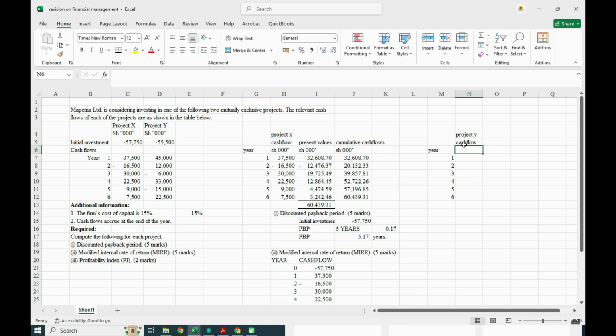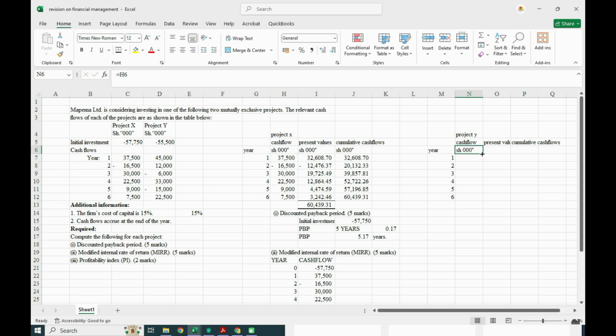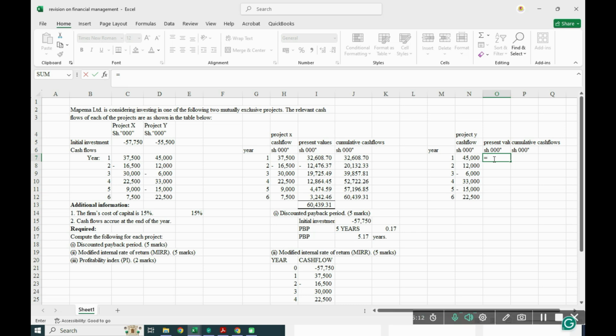This one will remain cash flow, and the cumulative cash flow, and this one is shillings in thousand. So here is a dash. Our cash flow that we had is this one now. Drag this that way.